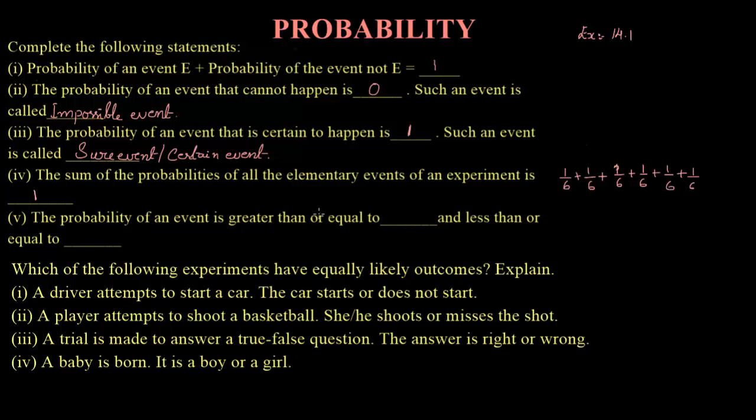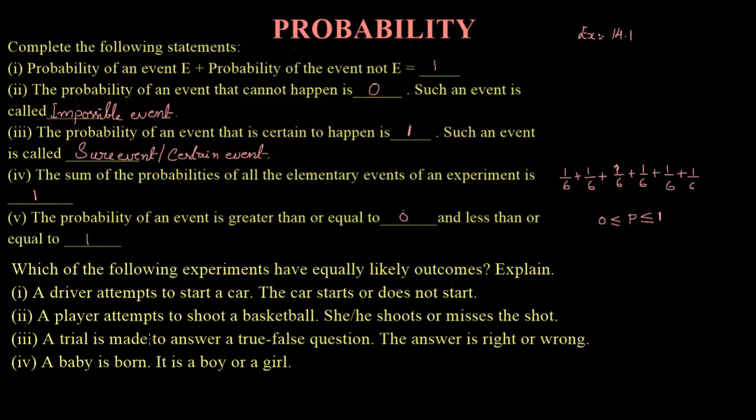Okay, then the probability of an event is greater than or equal to what? I have just told you, the probability will always vary from 0 to 1. It can never be less than 0 and it can never be greater than 1. Okay, so let me just write here, greater than or equal to 0 and less than or equal to 1.